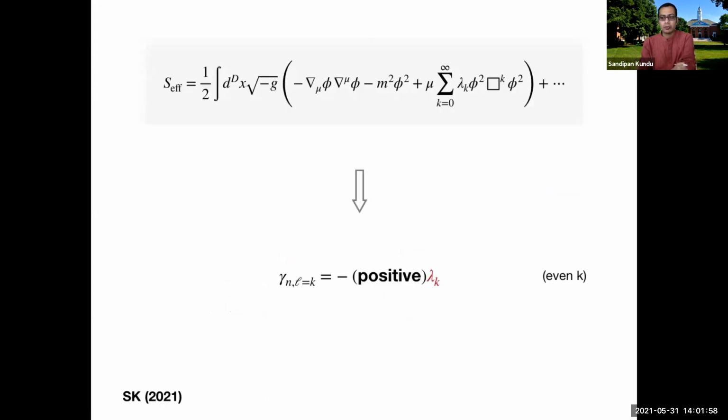So we started with this general effective field theory, which gives anomalous dimension to all double trace operators, and the anomalous dimension is actually proportional to lambda k. So the anomalous dimension for spin k is proportional to lambda k for even k. This is the anomalous dimension in the dual CFT.